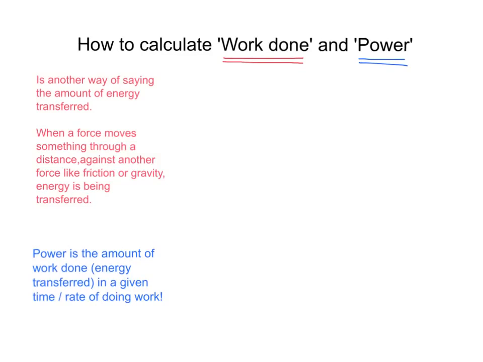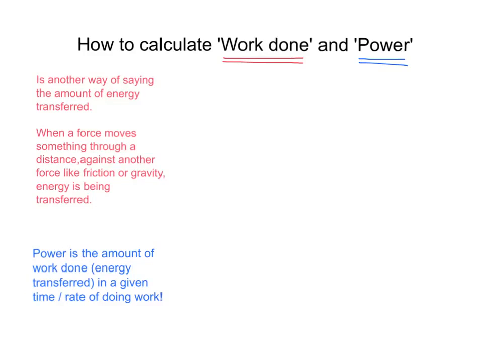So if we have a downward force, like a weight, and let's say we've got something falling through the air and it's got air resistance pushing back, it's got the force of gravity pushing down. When we get that particular scenario, what we get is energy being transferred. So we have to have a force moving through a particular distance.